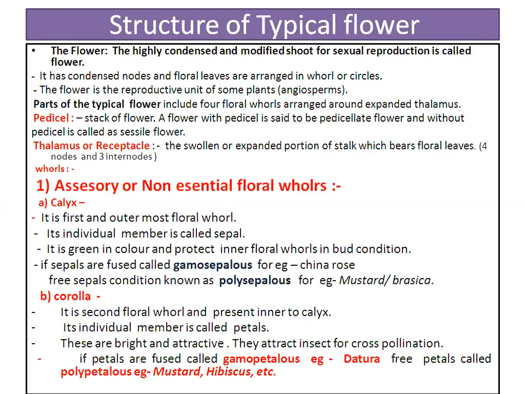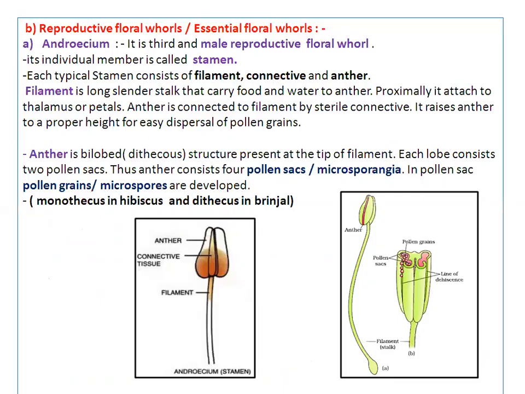Then there are basically two kinds of floral whorls. One is the accessory floral whorl, called non-essential, and the other is the reproductive floral whorl, or essential whorl. The accessory whorls are the two, that is calyx and corolla. They are not directly involved in sexual reproduction, but they give support and help in sexual reproduction. So calyx and corolla are the accessory floral whorls.